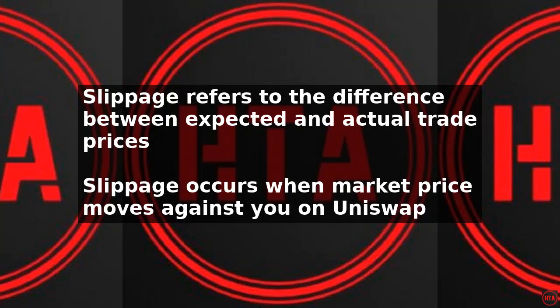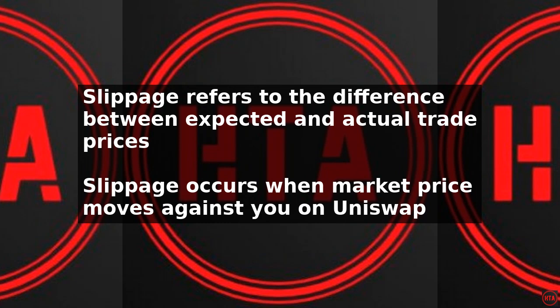To calculate slippage on Uniswap Liquidity, you need to understand the key concepts involved in the process. Slippage refers to the difference between the expected price of a trade and the actual price at which the trade is executed. On Uniswap, slippage occurs when you add liquidity to a pool and the market price moves against you.